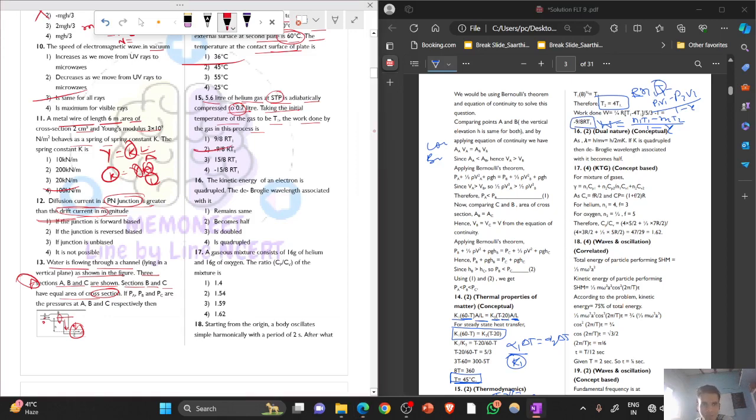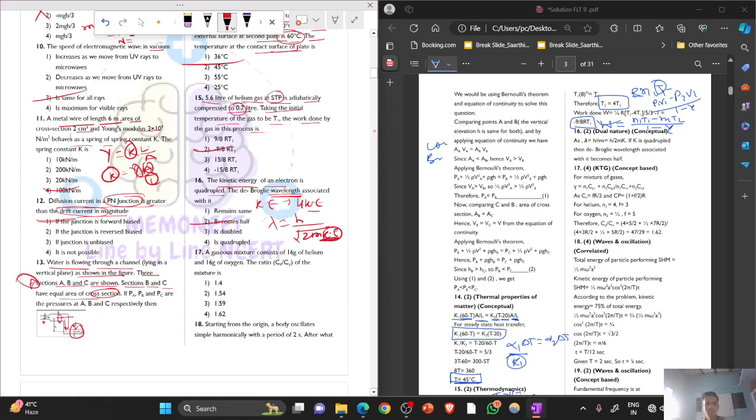Now moving ahead, the kinetic energy of an electron is quadrupled, 4 times. So kinetic energy will increase up to 4 times. Simply you just need to understand that the de Broglie wavelength is h upon under root of 2 times m times kinetic energy. Kinetic energy is increased 4 times, so the de Broglie wavelength becomes half. Simply putting 4 and taking the root out, it becomes half.